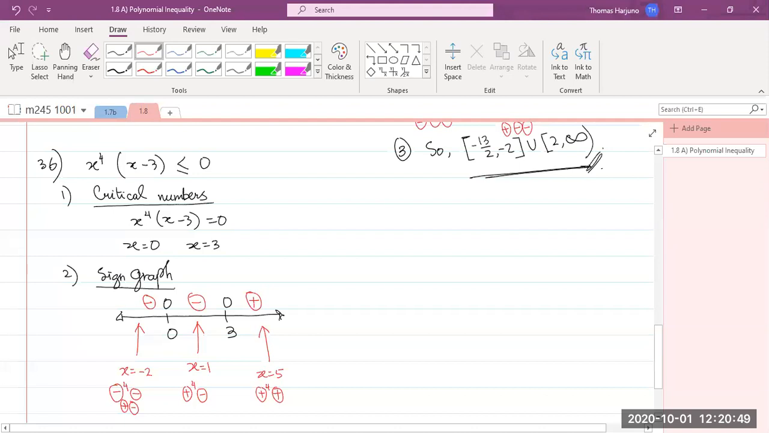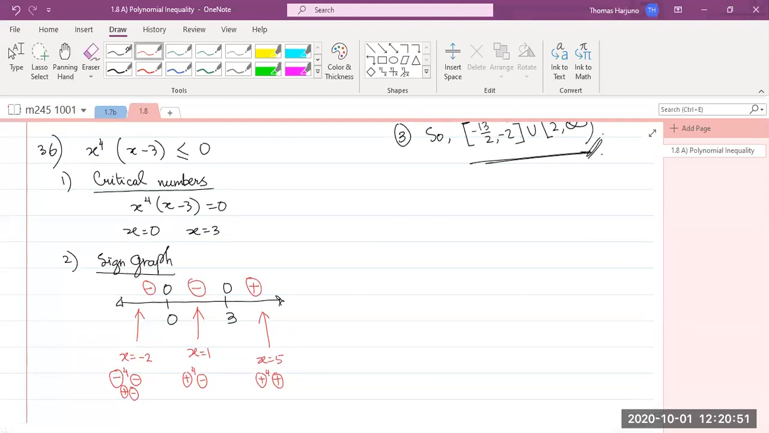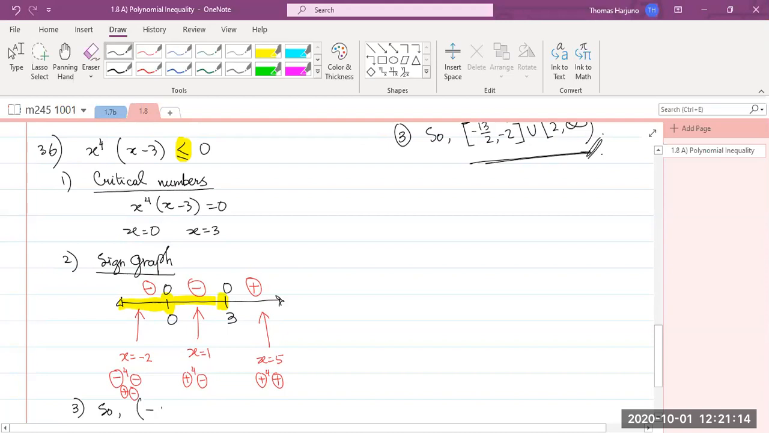Now let's go on. Step 3, what is our conclusion? I need something to be less than 0. Less than 0 refers to the negative parts, and including 0. So I will include this, and I will also include that. The solution will be negative infinity up to 3.